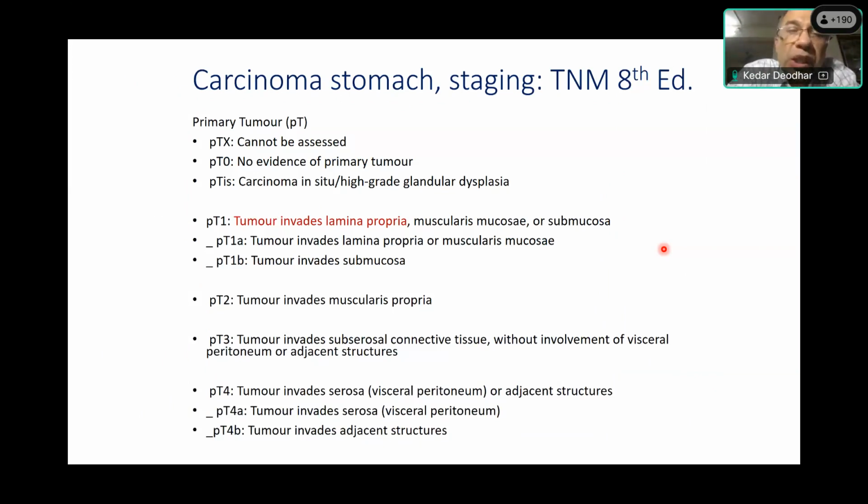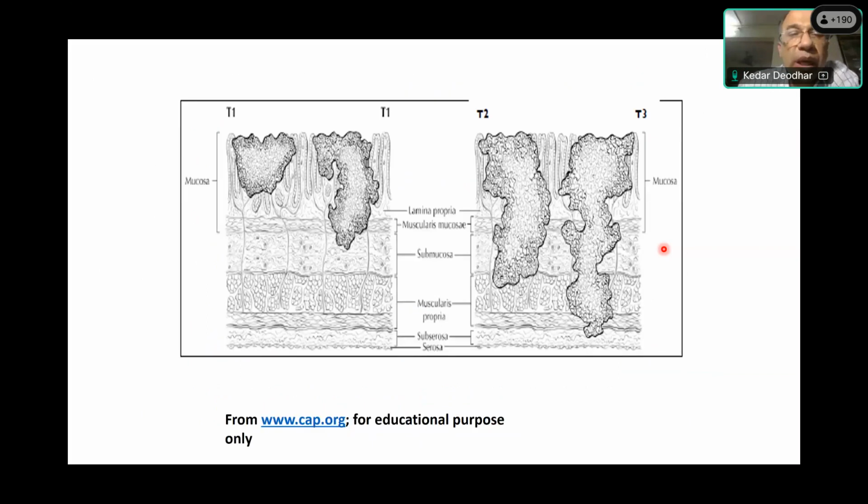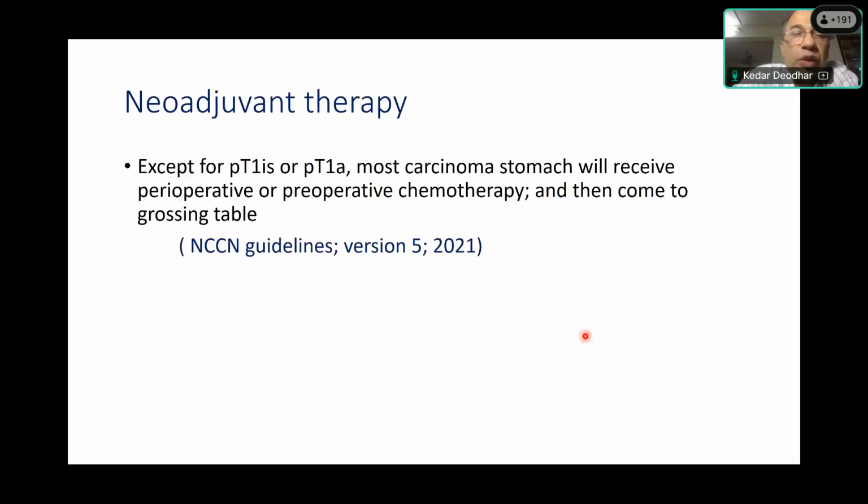Generally, now we see that early gastric cancers are removed surgically primarily, but anything more than pT2 or more will actually receive preoperative chemotherapy or perioperative chemotherapy, and then we get the specimen. That's why we look at the specimen which is post-chemotherapy to us. So this is pT1, mucosa and submucosa, pT2 involvement of the muscularis propria, pT3 is subserosa, and we have pT4, which is a serosal involvement.